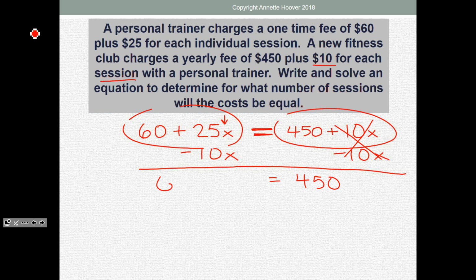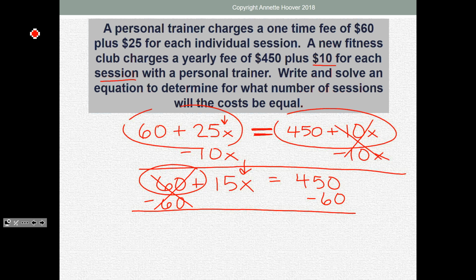And on the left side, you're left with 60 plus. You have different signs, so you subtract and keep the sign of the one with the greatest absolute value, so that would be 15x. Find your variable, move what's not attached to it first. So we're going to do a negative 60 on both sides of the equation.